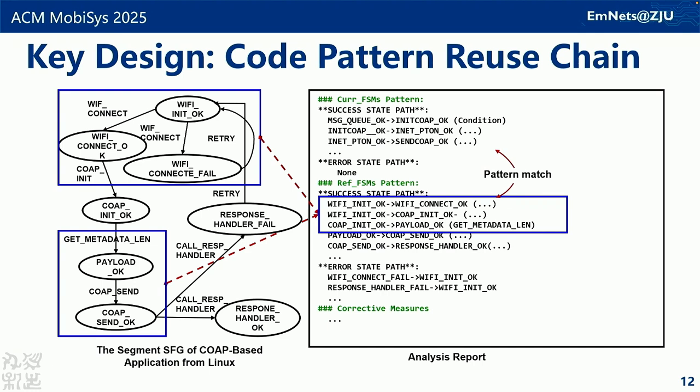Then in the online phase, we constrain the LLM's output to align with the extracted SFGs, ensuring the generated programs adhere to correct program state transformations. This ensures that the generated code logically follows the expected state transition flow.